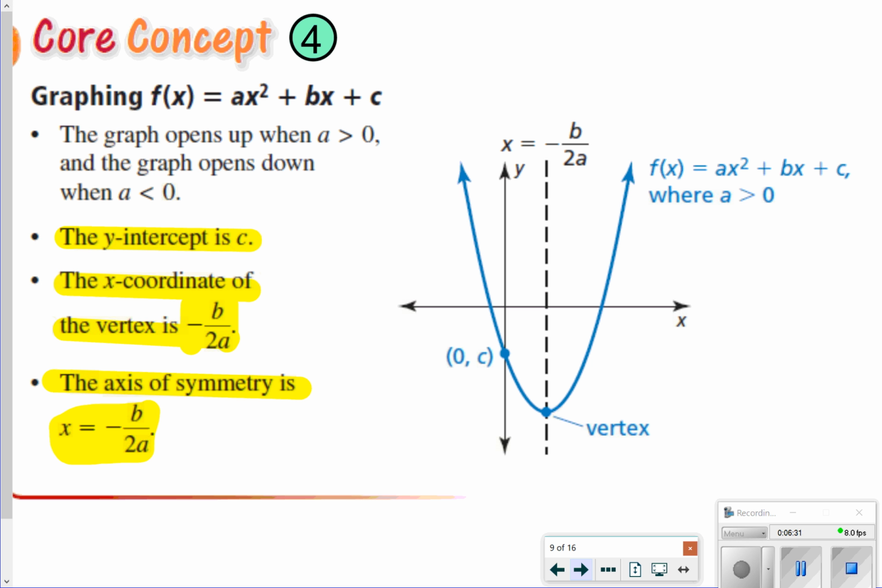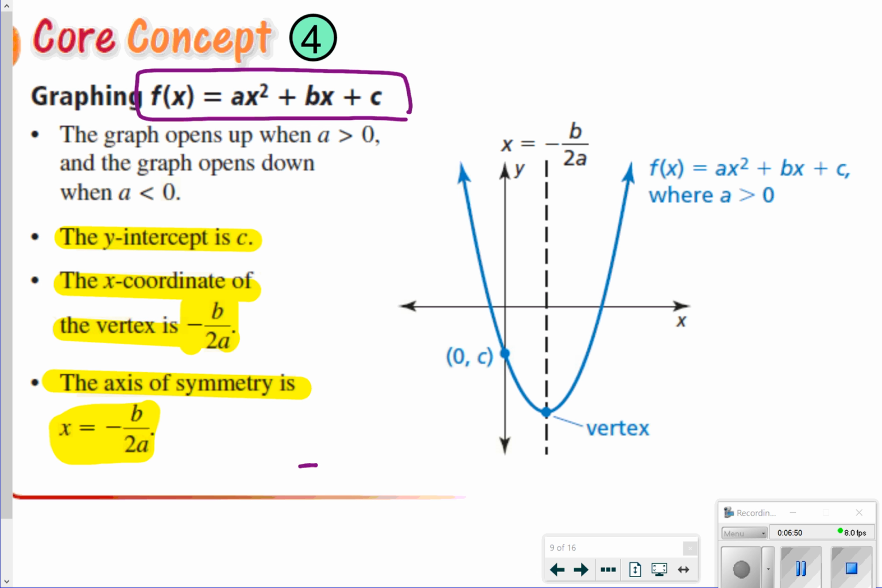The next thing we're going to talk about is what everything means in standard form. So the y-intercept would be equal to c. So remember, this is your standard form, ax squared plus bx plus c. The x-coordinate of the vertex is negative b over 2a, and the axis of symmetry is also equal to negative b over 2a.